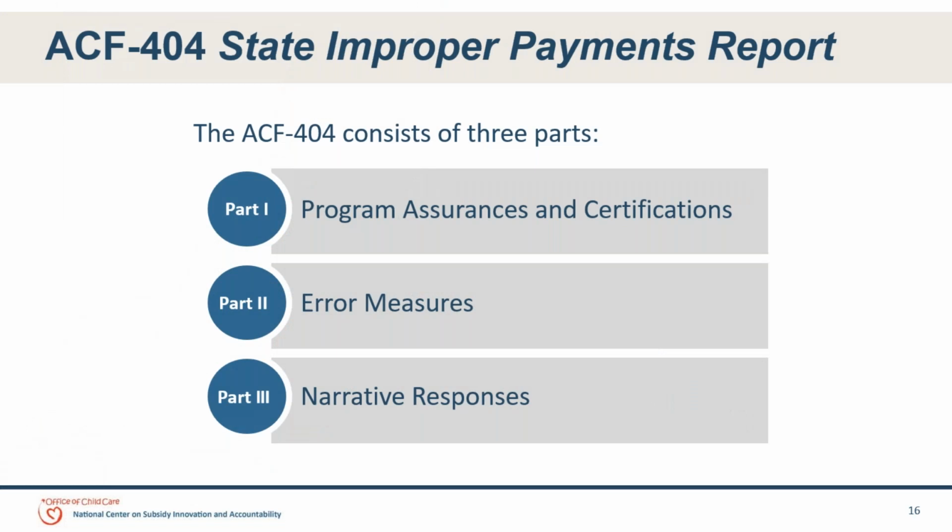So first, just to introduce the report a bit, and also we do have a copy of the report itself in the handouts box, and I also emailed it out to the registrants before the webinar if you want to take a look and follow along. But first, the first part is the program assurances and certifications. Then part 2 has the error measures, and this is where you enter the numbers, the quantitative measures. And finally, in part 3, you will enter your narrative responses.